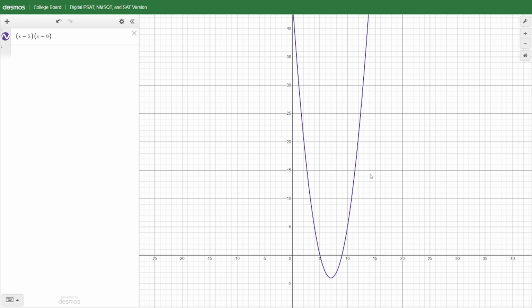Now whether you decide to use those little shortcuts on standard form, vertex form, and intercept form, or whether you decide to use Desmos instead, it doesn't really matter. Whichever one you choose, you still get the right answer, so just do the one that you're more comfortable with and you feel like you could do the fastest.